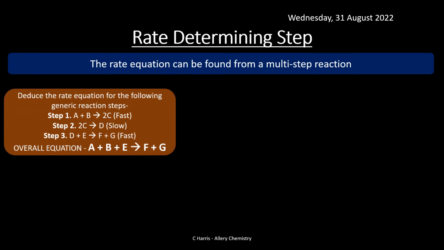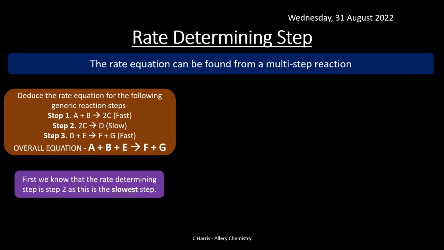Like I said, we can work out the rate equation from a multi-step reaction. Here we're going to deduce the rate equation for the following generic reaction steps. Step 1 is A plus B forming 2C, which is a fast reaction. Step 2 is 2C producing D, and that's slow. Step 3 is D and E, the D that was produced in the previous step, reacting to produce F and G, and that's a fast step. So the overall equation for this reaction is A plus B plus E forming F plus G.